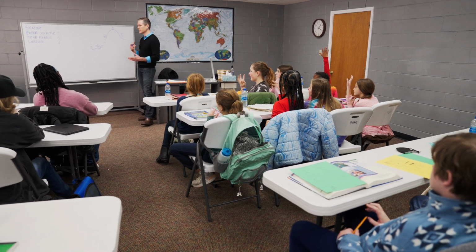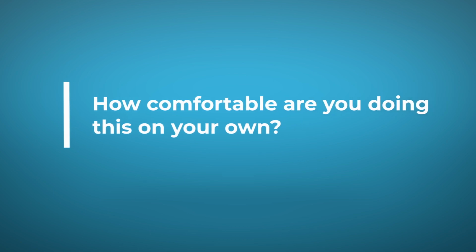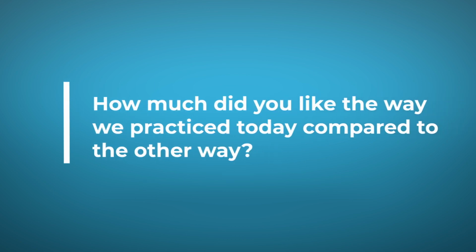In the Fist of 5 strategy, the teacher asks the students to give a rating of some question on a scale of 0 to 5. A fist means 0, and a full hand means 5. The teacher may ask a question such as, how comfortable are you doing this on your own? Or, how much did you like the way we practiced today compared to the other way?